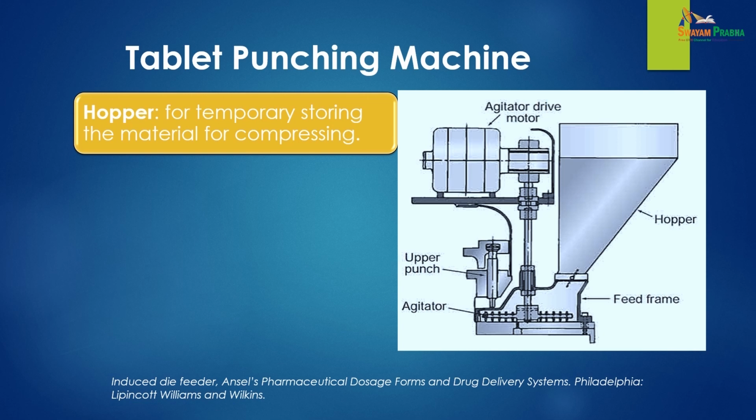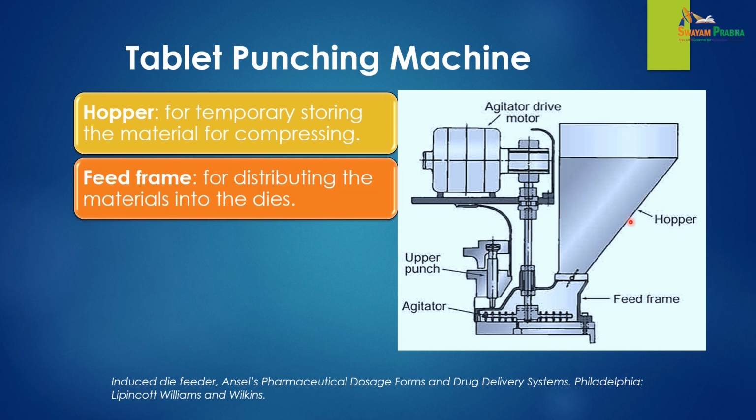First is the hopper. As we have already mentioned, it is similar to your wheat flour mills, that cone in which you charge the material for getting your flour. For temporary storing of the material for compression, the hopper is used. Can you see here? This is the hopper, this part.